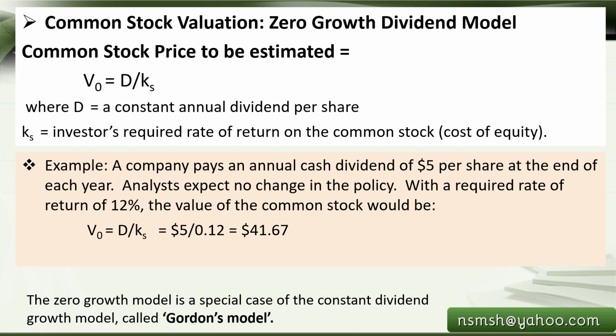For example, a company pays an annual cash dividend of $5 per share at the end of each year. Analysts expect no change in the policy. That means zero growth, with the required rate of return at 12%. The value of the common stock would be $5 divided by 0.12, the required rate of return in decimal, so that you get the value of $41.67. So this is the value of the common stock price. The zero growth model is a special case of the constant dividend growth model called Gordon's model.